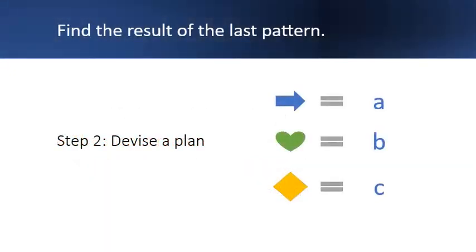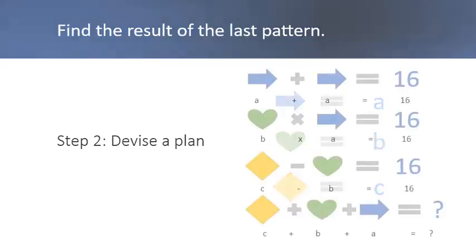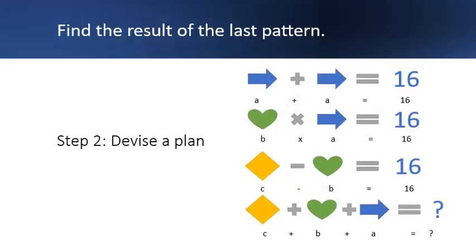In step 2, we employ substitution to represent the figures with variables, A for arrow, B for heart, and C for diamond. Next, we translate the figures into mathematical statements. Arrow plus arrow equals 16 will be A plus A equals 16. Heart times arrow equals 16 will now become B times A equals 16. Diamond minus heart equals 16 will be represented by C minus B equals 16. Diamond plus heart plus arrow equals blank will now be C plus B plus A equals blank.